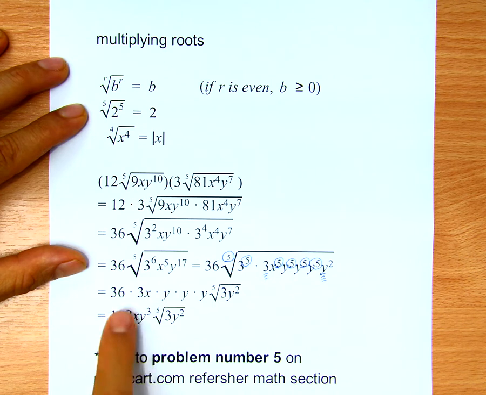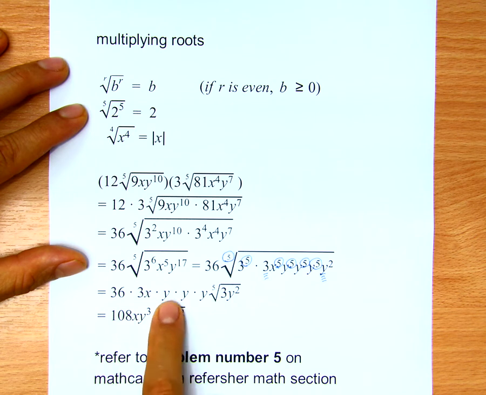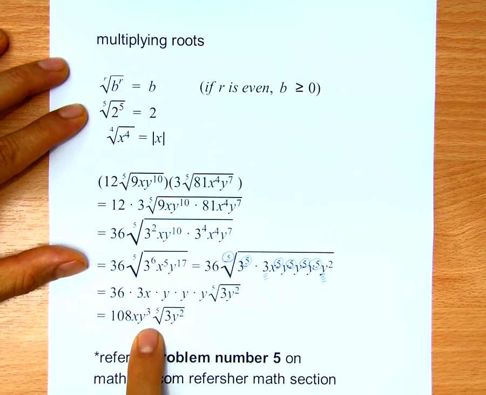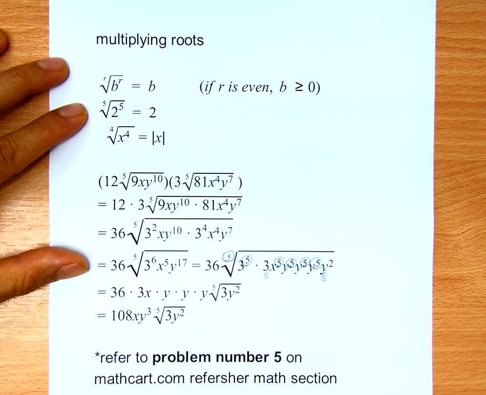Now that I took everything out, I will multiply the outside. 36 times 3 is 108. Here is the x. Y times y times y is y power 3. And this is the root with the remaining terms, my simplified answer.